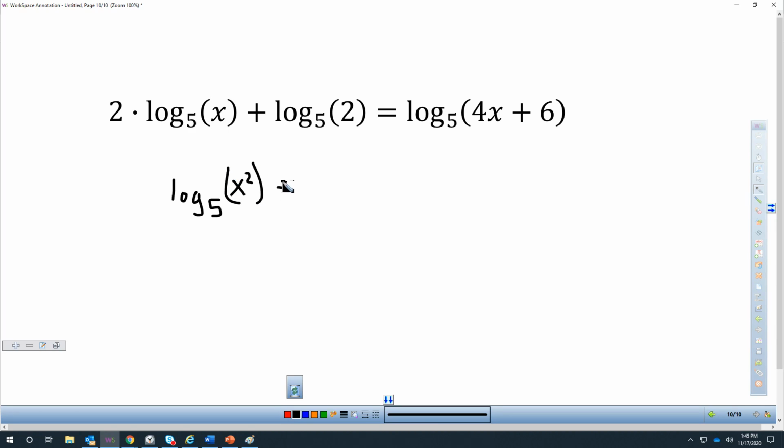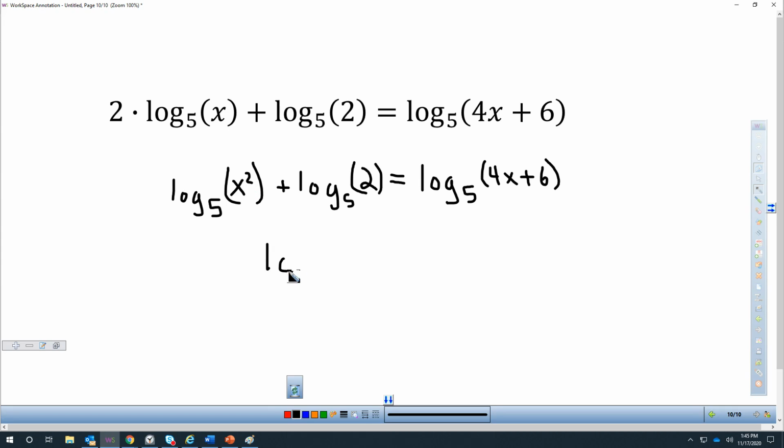Okay, and I'm adding to that log base 5 of 2. And that is going to equal log base 5 of 4x plus 6. Okay, I had printed around here so we keep track of everything. So I can now use my product rule. I'm adding two things together here, so that means I can multiply the stuff on the inside and write it as a single log. So log base 5 of 2 times x squared.